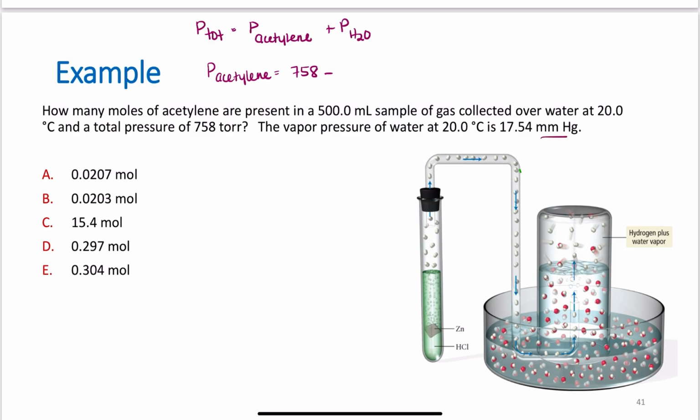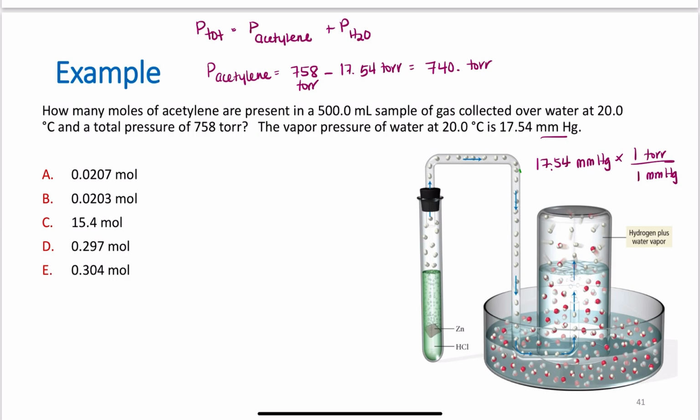That's in millimeters of mercury. This is in torr. Nice thing about that, you do have to show this conversion, but I know the conversion here. Torr and millimeters of mercury is a 1-to-1 relationship. 1 torr to 1 millimeter mercury. So minus 17.54 torr. So let's see, 758 minus 17.54 gives me 740 torr. So torr here.